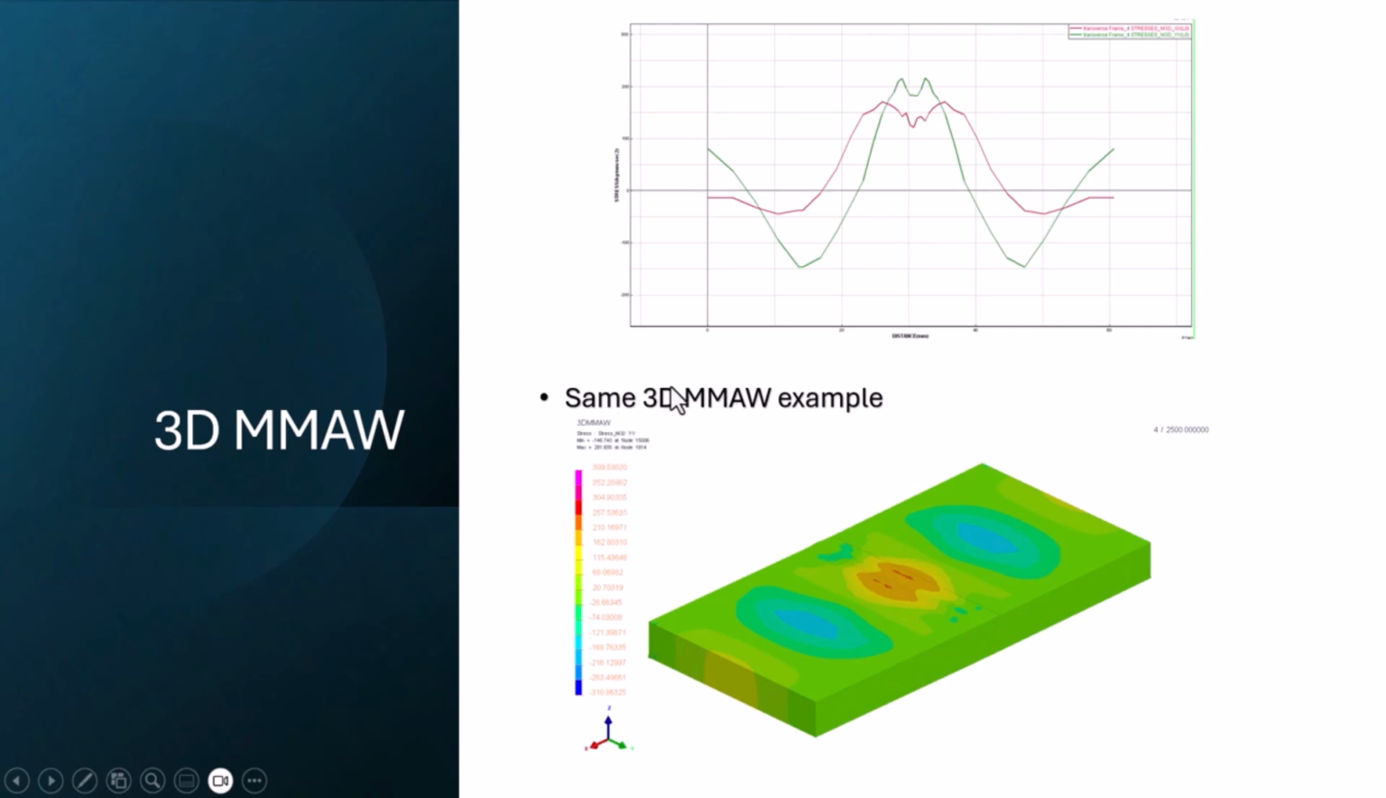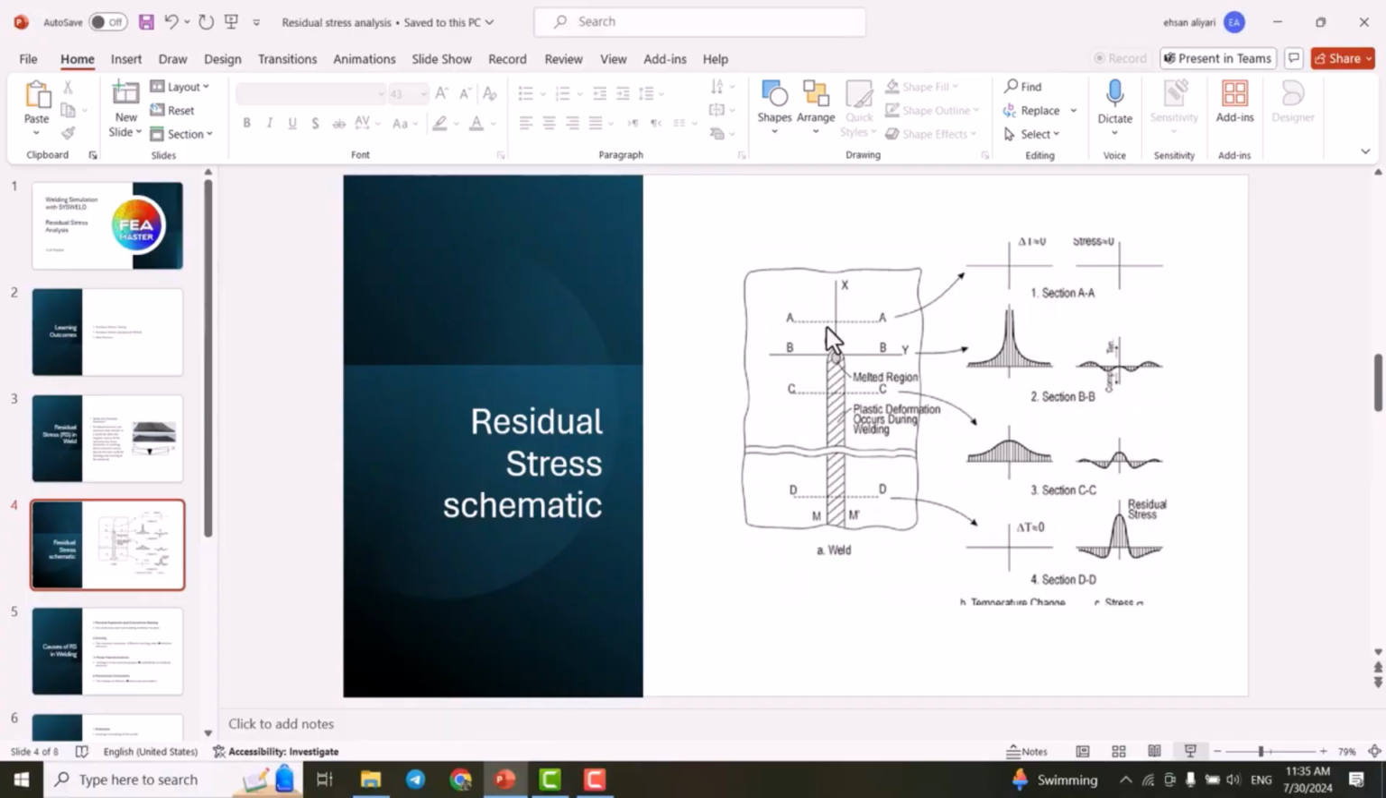So in this simulation, we are going to use the same MMAW example, the 3D one, and we are going to do the mechanical. We're going to check the mechanical option, and we want to do a mechanical simulation, and we see that the residual stresses would be a shape like this. So without wasting any time, we want to go to the simulation software.